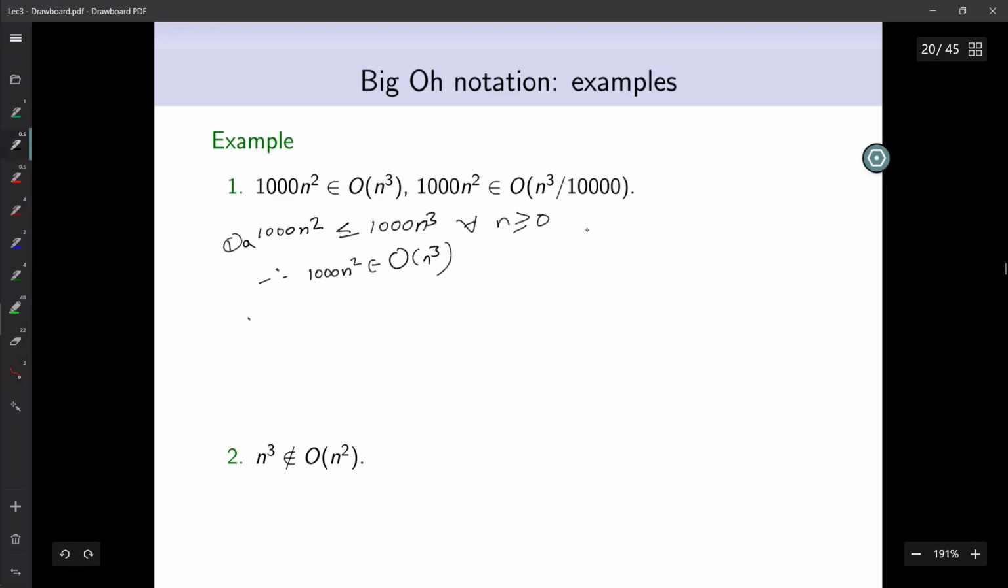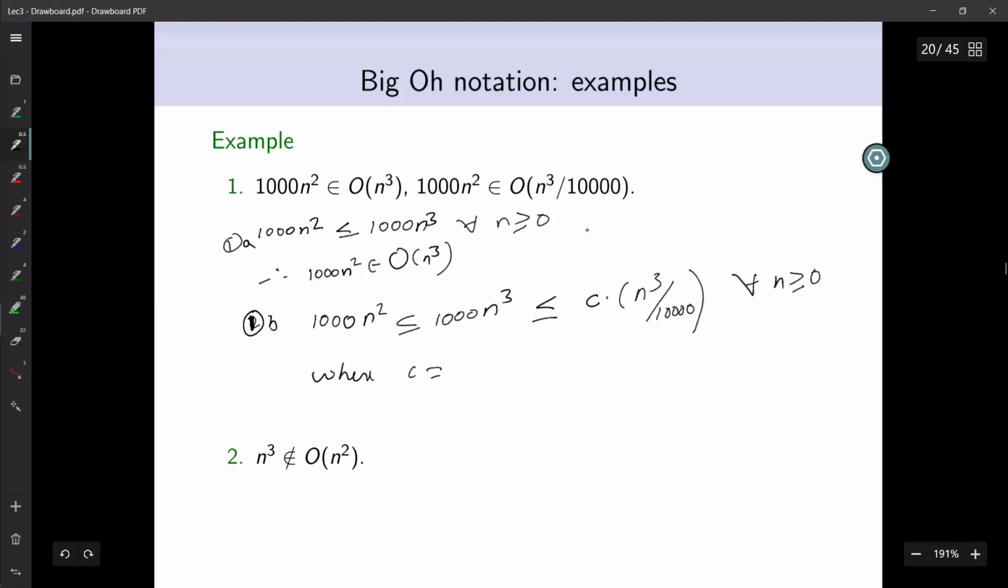So the second one: 1000 n square is less than or equal to C times n cube by 10,000 for all n greater than or equal to 0, where C is 10,000 into 1000. What is that? 10,000 into 1000, so 10 to the 7.